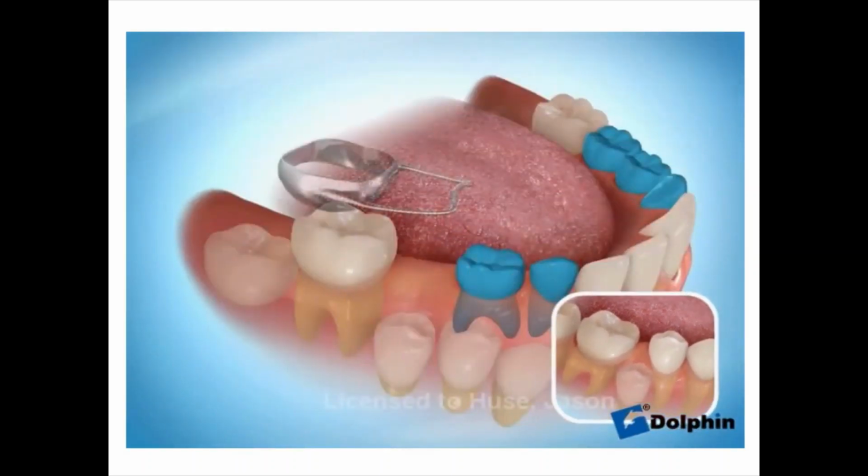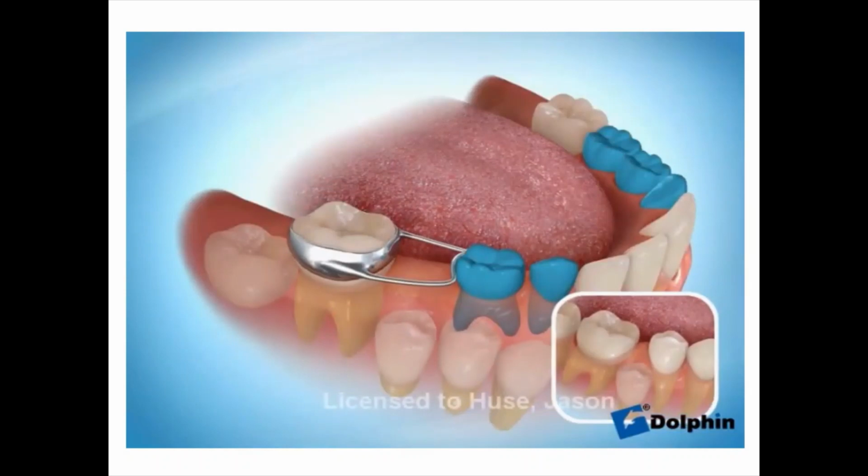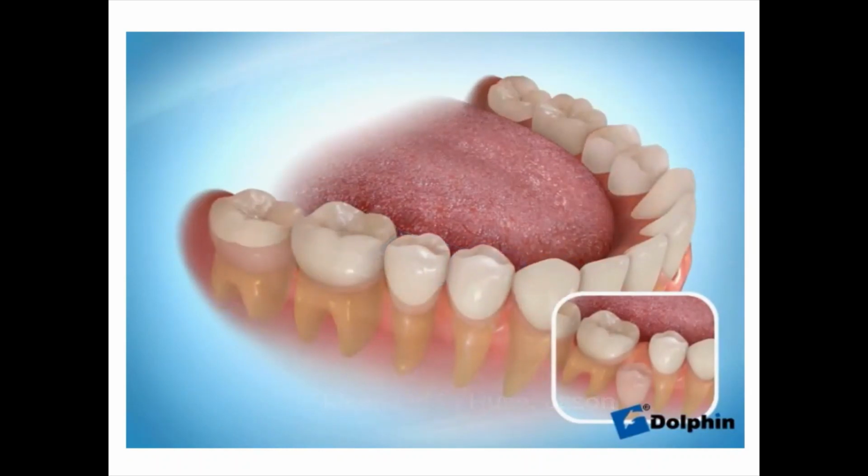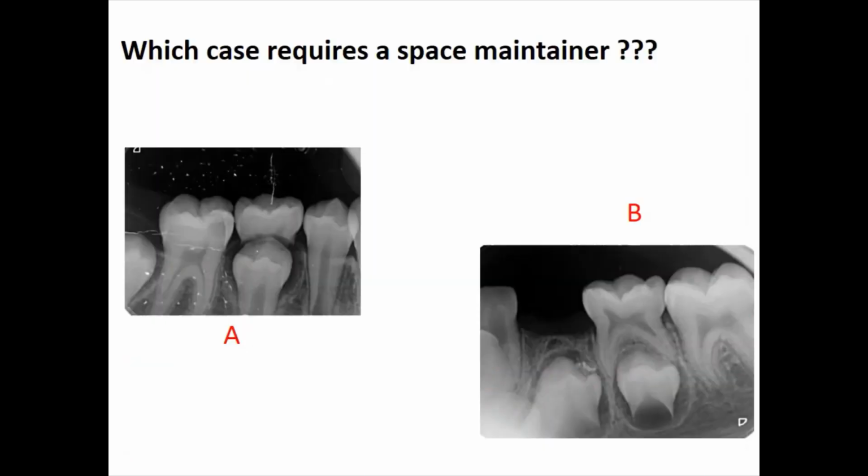So in this video we will be seeing that due to premature loss of the primary teeth, as in the previous video we saw there was no space maintainer given, but here we will see that because of the premature loss of space, a space maintainer is given, so that it maintains the space and the tooth erupts into position, and hence we see no crowding or malalignment of teeth because of space maintainers.